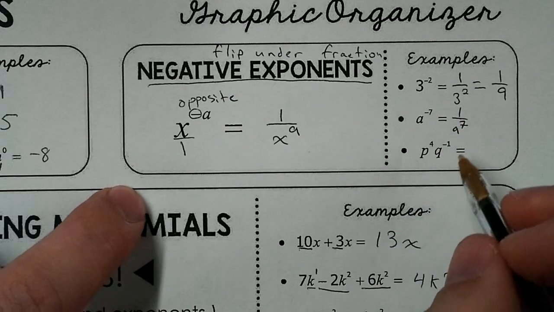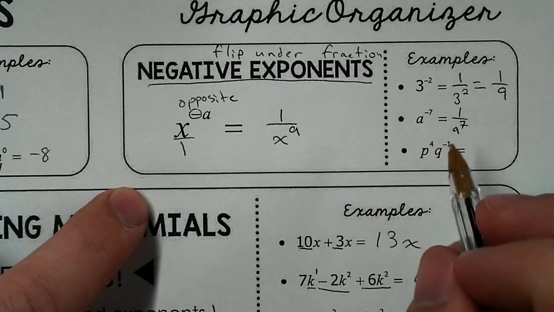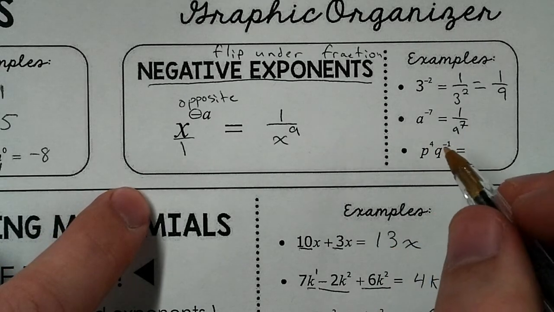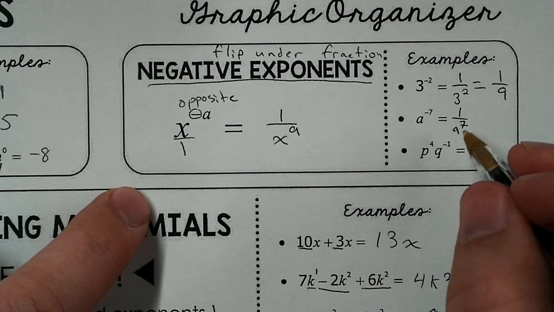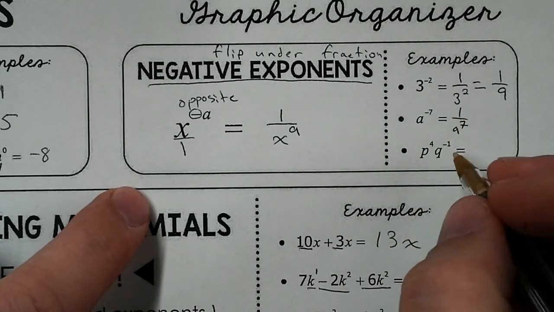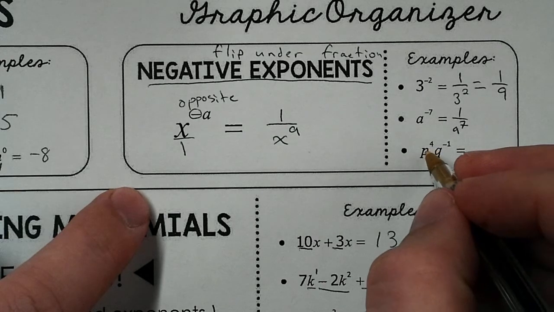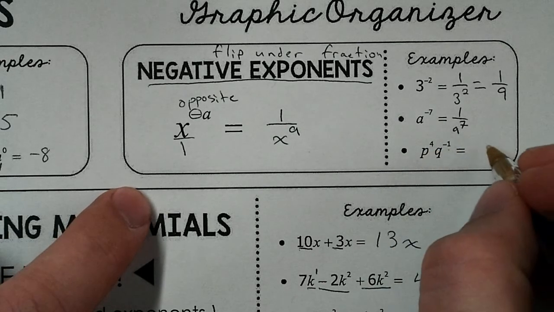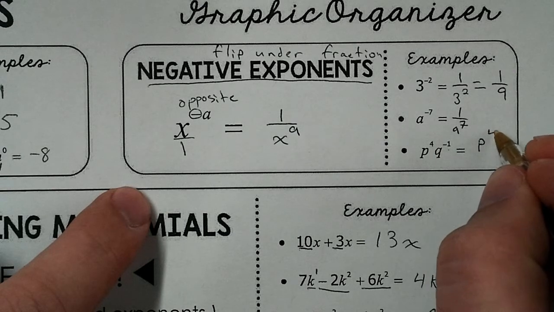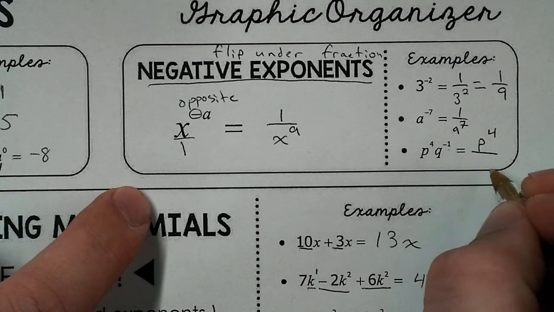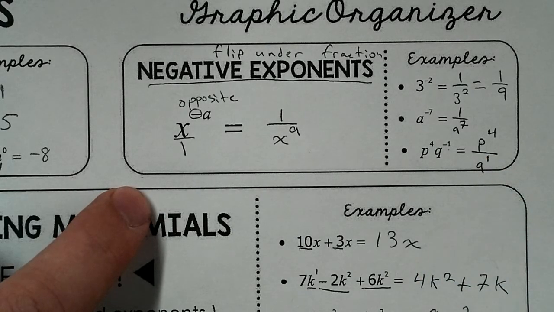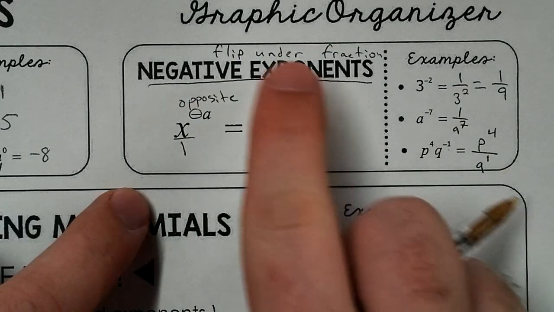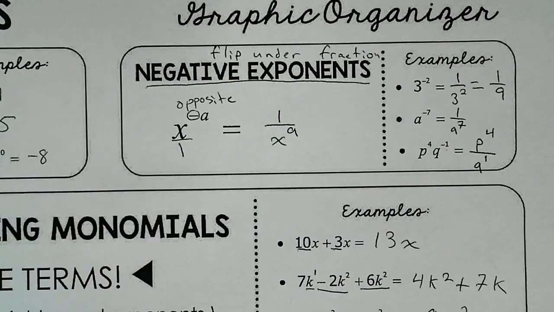Now, if we knew what a was, if it was 3, 4, 5, 6, 7, 8, 9, 10, negative 3, whatever, we could get an actual solution. But since it's just a letter, we've got to leave it with the letter. Now on this one, be careful, this is a positive and this one's a negative. So this p to the 4 is still on the top, and then on the bottom is just going to be q to the 1. So this is negative exponents. Just think flip under the fraction when you see a negative exponent.